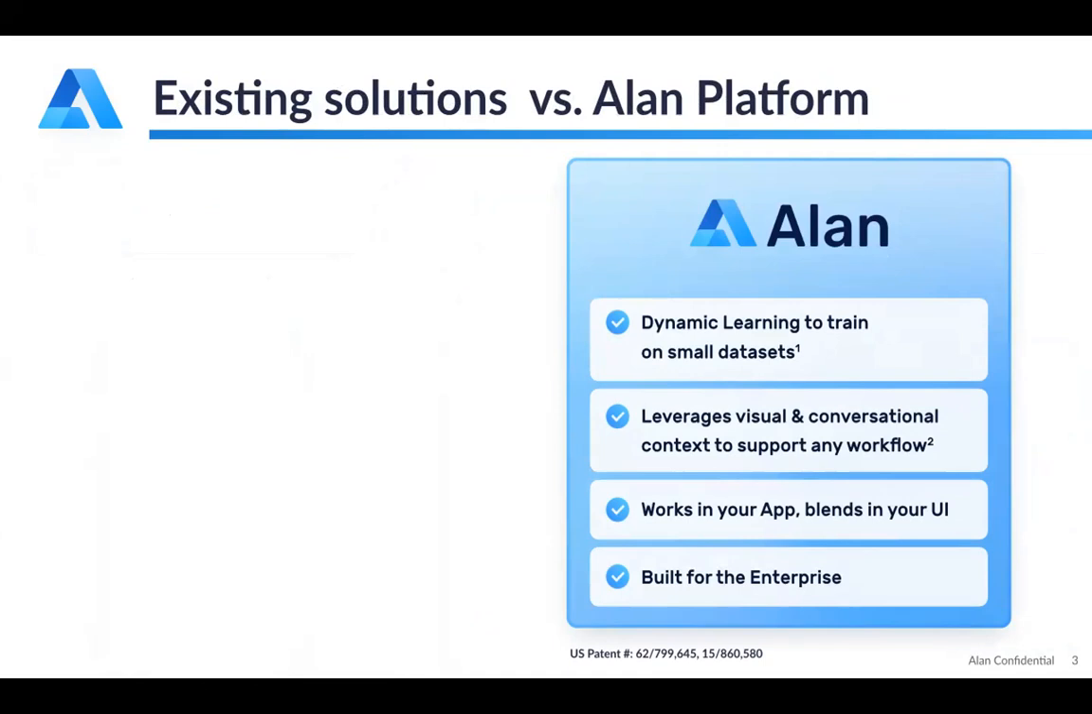And how we're doing this is with something called dynamic learning. What we do is automatically generate and build a machine learning model based off of your existing application data, as well as the intents, the commands and responses that you define within Alan Studio. And that's what we'll show you in just a few minutes here.